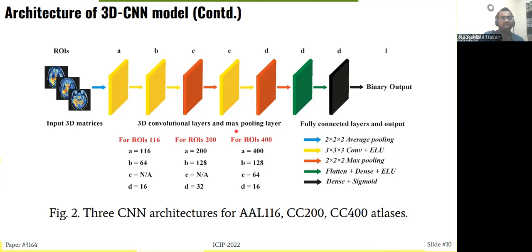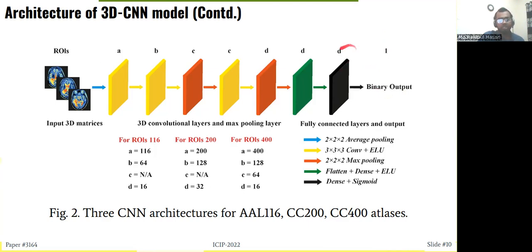This particular figure demonstrates the three CNN models. If we look here, these are the input 3D functional connectivity matrices. First of all, we have average pooling followed by different convolutional layers and exponential linear unit activation function. And also we have the max pooling followed by flattening and dense layer. As we know, after the convolutional layer and after flattening the data, we will have a dense layer. So we have used two dense layers, one having 16 neurons, and finally we have a one neuron final output layer, because this is a binary classification problem.